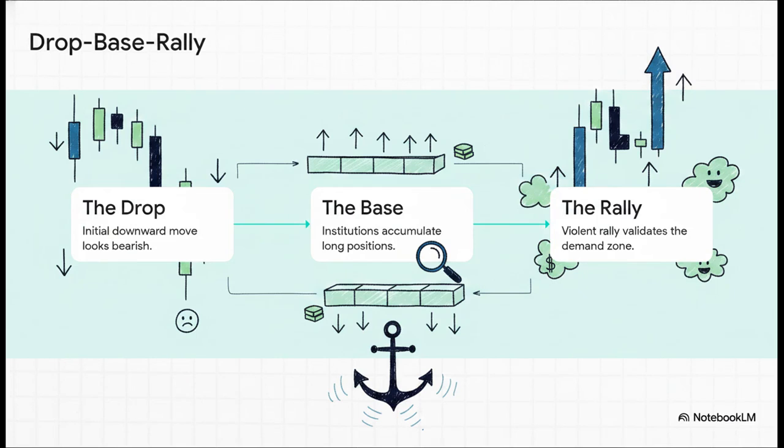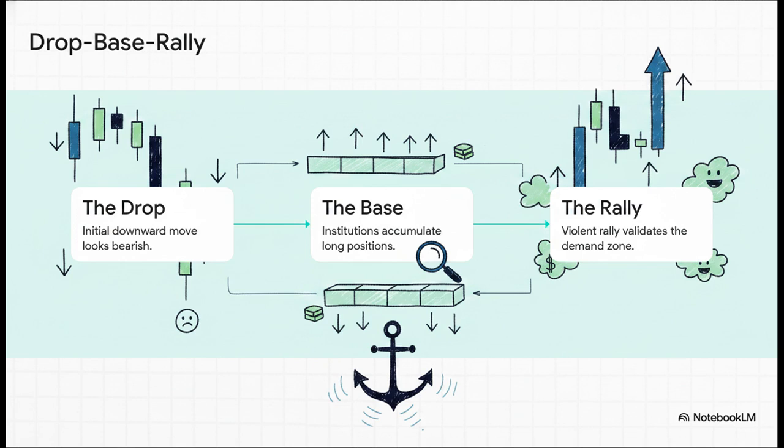Following the anatomy of this demand zone case study, the story unfolds pretty clearly. Step 1, the price drops. It looks incredibly bearish to the untrained eye. Step 2, it consolidates to form a clear base. Just like before, this sideways action is the footprint. Institutions are actively accumulating long positions and absorbing all the retail panic selling. And then, step 3, the price violently rallies upward, leaving the base in the dust.